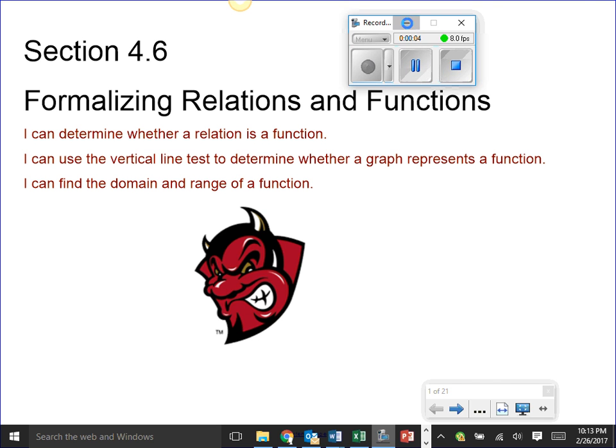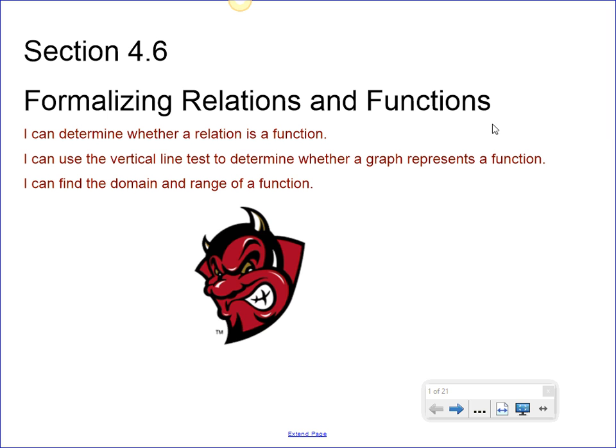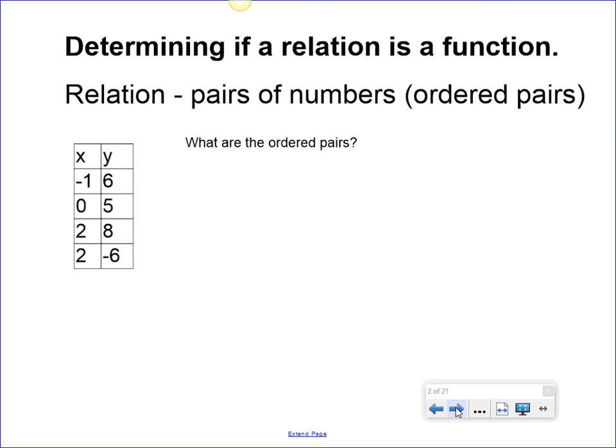Okay, the next section we're looking at deals with formalizing relations and functions. So hopefully at the end of this, you can say that I can determine whether a relation is a function, I can use a vertical line test to determine whether a graph represents a function, and I can find the domain and range of a function. So first of all, determine whether a relation is a function.